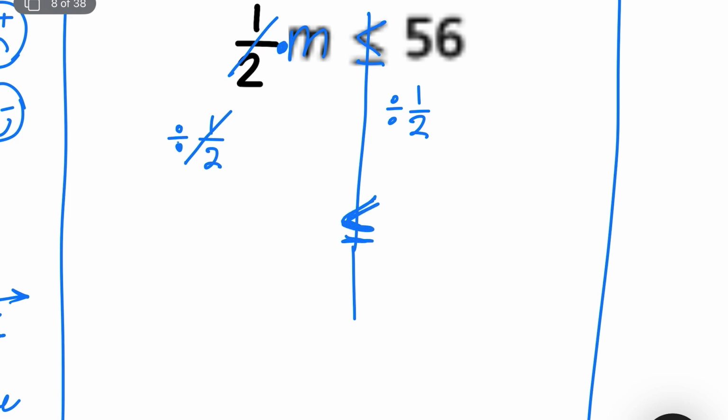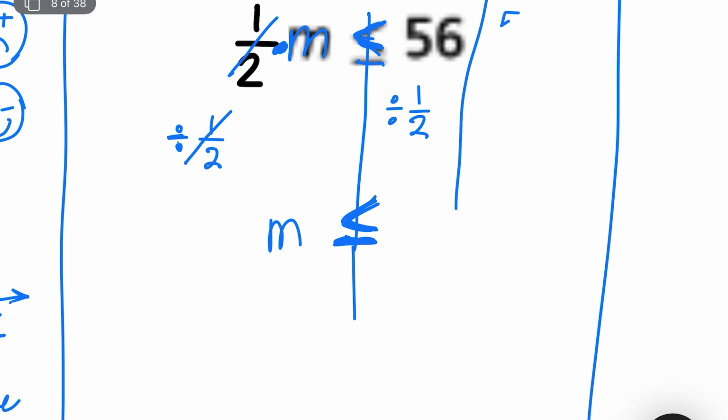You have to keep your eye open in this lesson. You have to focus on every single detail. Check if the number is positive or negative to know if you're going to change the direction or not. Then, if it's multiplication, you have to use division. You have to keep your eye open. Now, m alone is less than or equal to what? 56 divided by 1 over 2.